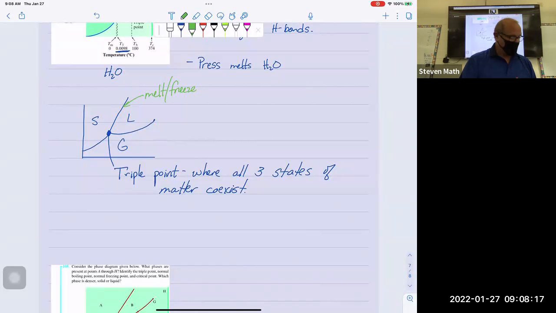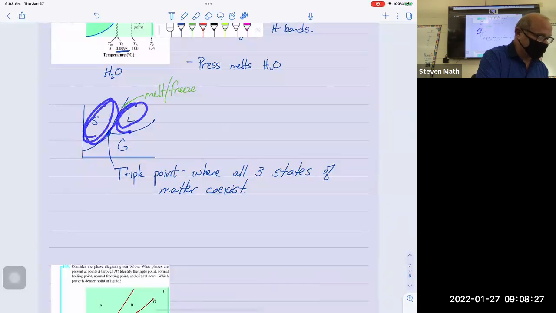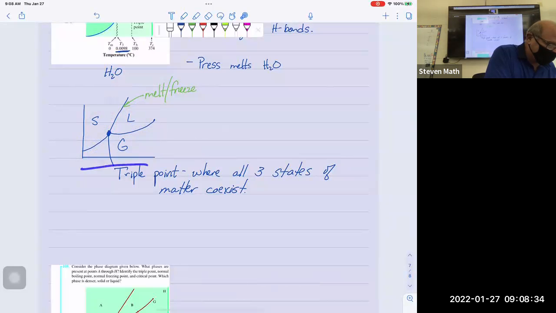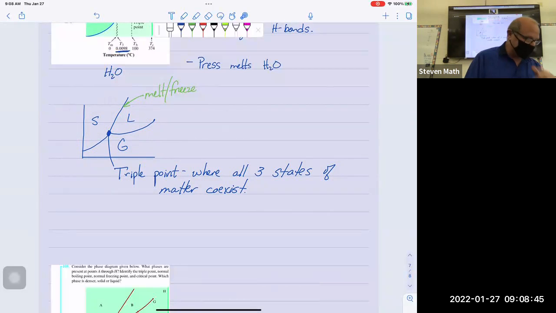Okay. So those are like spaces, right? Yes, those are the areas. So anywhere in this area is going to be a solid. Anywhere in this area is going to be a liquid. Anywhere in this area underneath is going to be a gas. And that makes sense because solids exist at very low temperature and very high pressure. Gases are going to exist at very low pressure and very high temperature. And then liquids just fall into the middle. So that's my melt freeze.